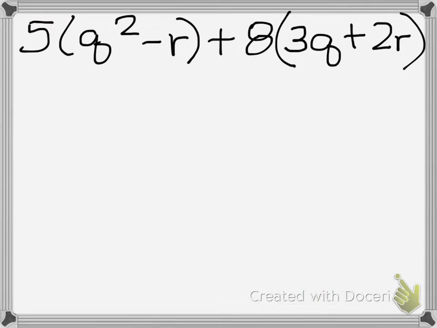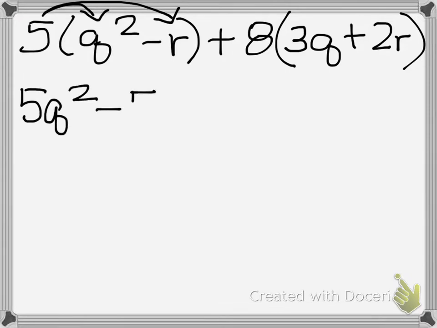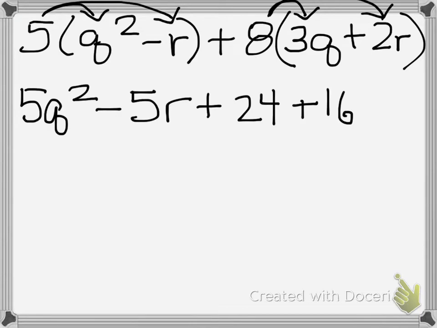So now I'm going to simplify the expression by using the distributive property first. I'm going to take the 5 and multiply by the q squared, and then subtract and multiply 5 times the r. So 5q squared minus 5r. Then I'm going to do the same thing with the 8. And really, when you're using different properties to simplify expressions, you always want to use the distributive property first if that's what you see. So you have 8 times 3q, 24q, plus 8 times 2r, 16r.